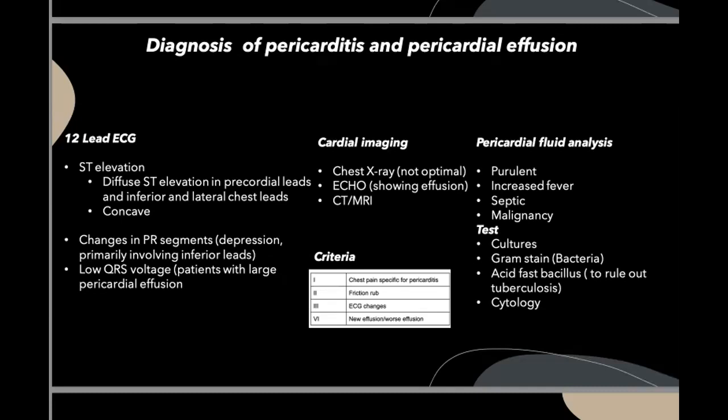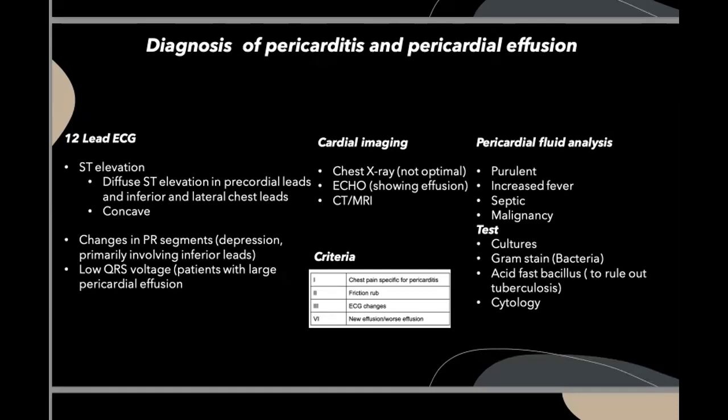This will be more helpful if we have patients with pericardial effusion, and then it will be more significant in that case. And then we have cardiac imaging. We have chest X-ray, which is not optimal in this case, but it will help us rule out a lot of other things, such as tuberculosis and other complications that we think might be missing. We can have echo, which shows effusion, so it's a good one, and then CT and MRI will show us some changes in the soft tissue.